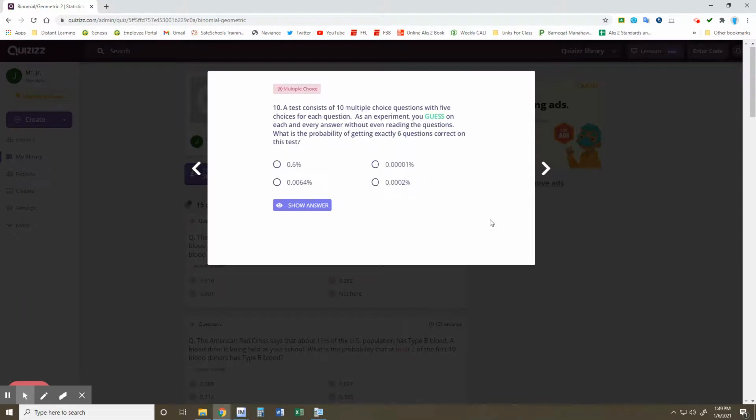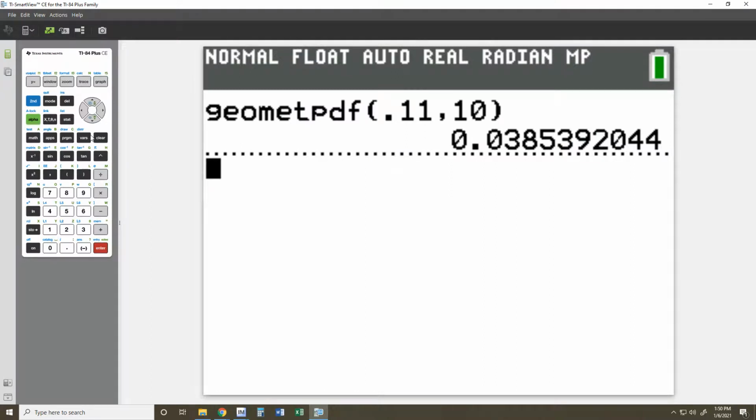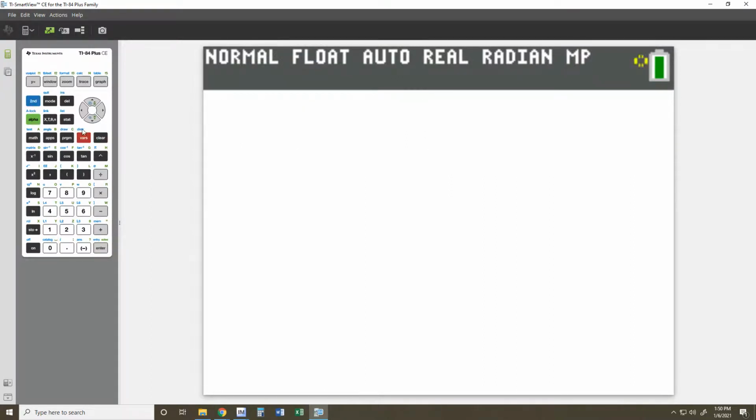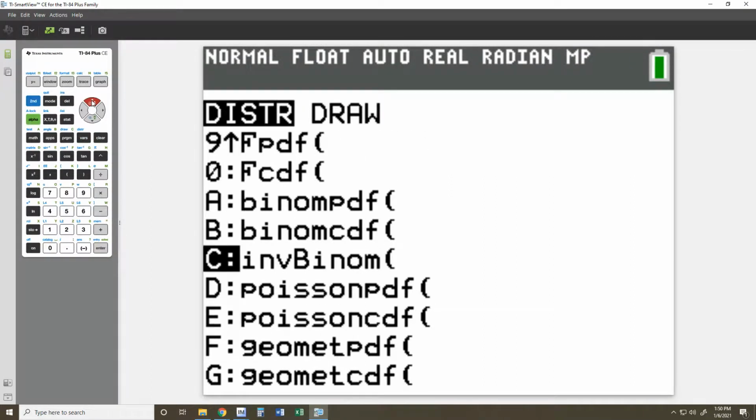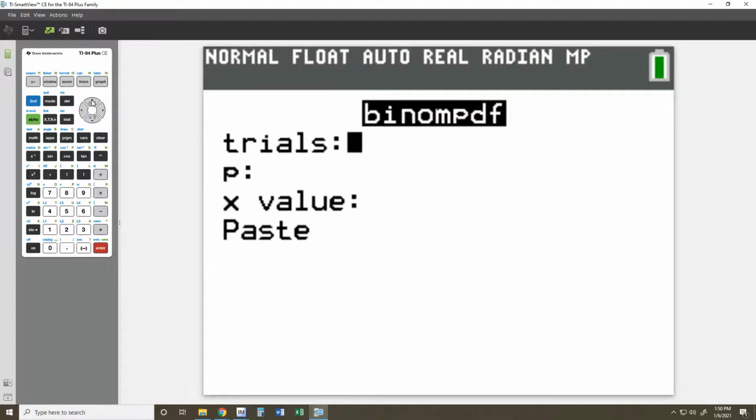There are 10 trials. There's a 1 in 5 chance of success. You're looking to get exactly 6 successes. This is a binomial PDF problem. Let me bring up the binomial PDF. 10 questions, a 1 in 5 chance, getting exactly 6.